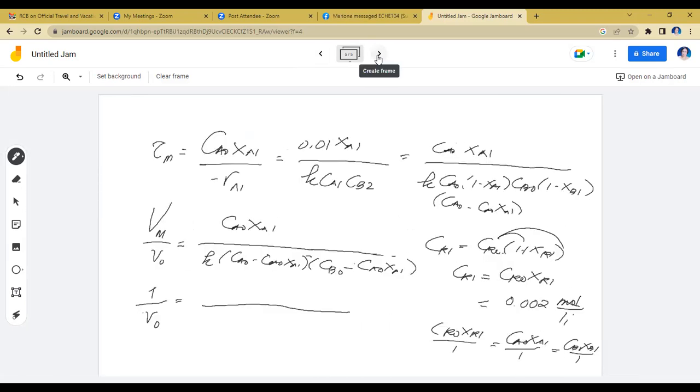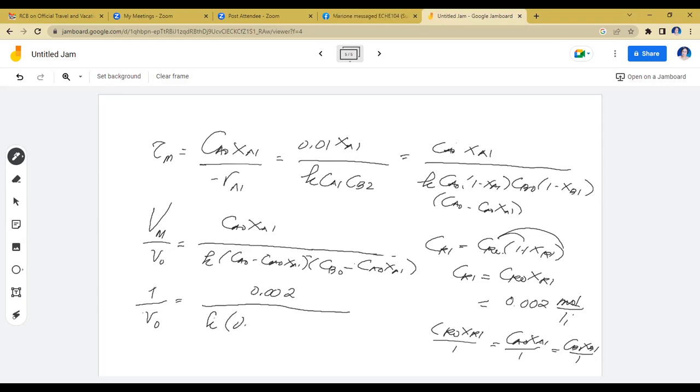It's okay. So I have this now, I substituted the 1 cubic feet. And then your CAOXA1 is the amount of R formed based on stoichiometry. So I directly substitute. I will not cancel, because if I do that, that would be okay, but I need to determine XA1 separately. So I have a K here.